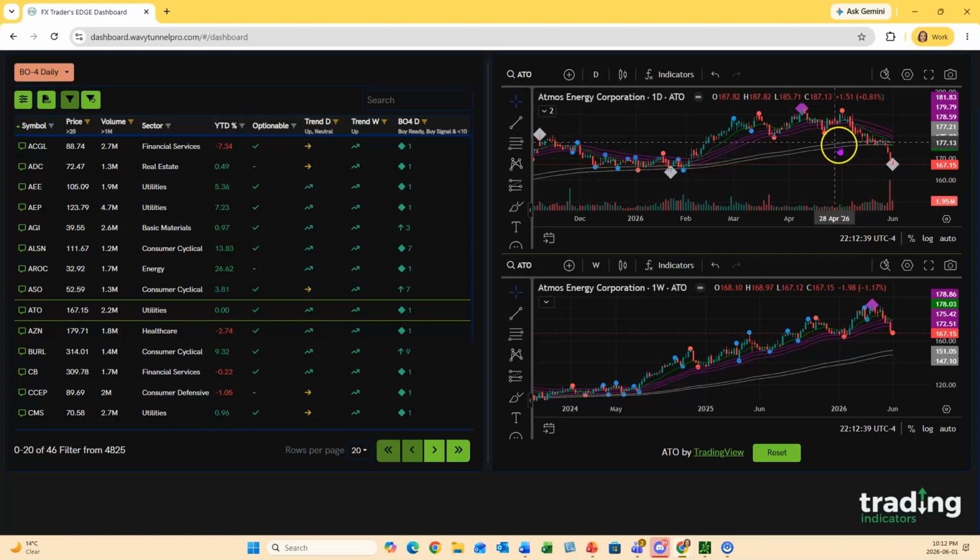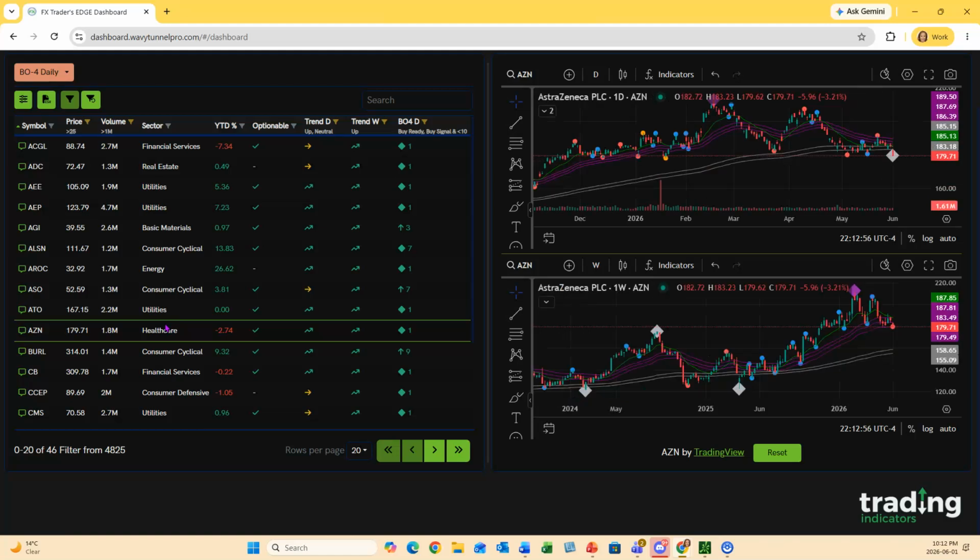Okay, so now we can see the daily on top and the weekly on the bottom. That's really how I like to look at the charts because I want to see if the weekly is informing the daily. So I'm not going to put this on the watch list. Let's go on to the next one.